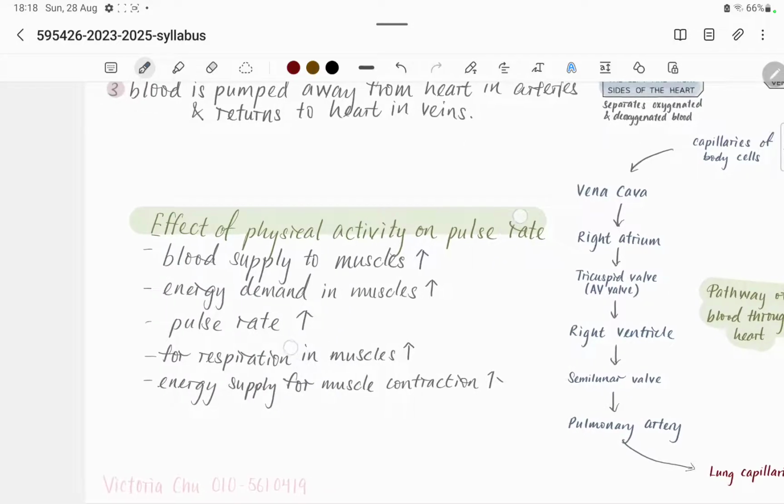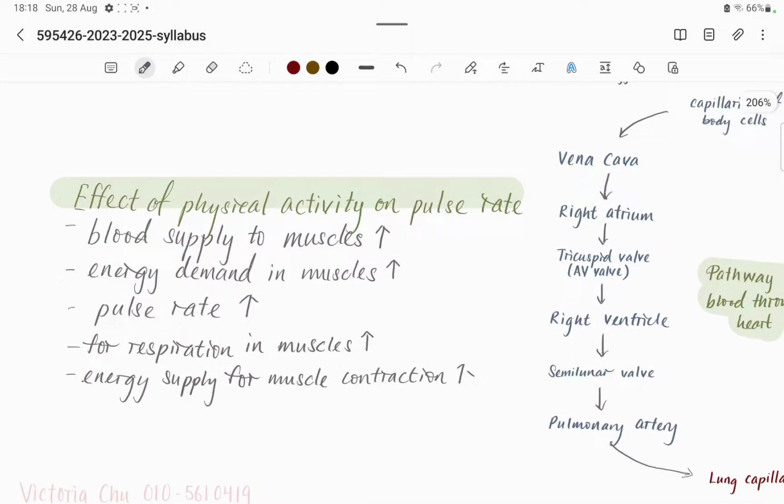Okay, effect of physical activity on pulse rate. So while we are doing physical activity, blood supply to the muscles increases. Because the energy demand in muscle increases because they need to contract and relax. They need energy to contract faster. Okay, and then after that, energy demand increased already. So the pulse rate will increase to supply more blood to the muscle. This is for the respiration of the muscle.